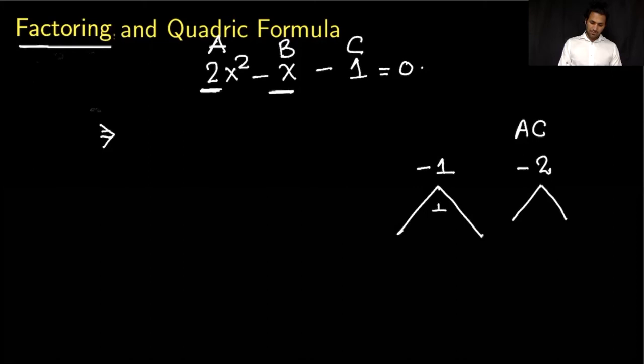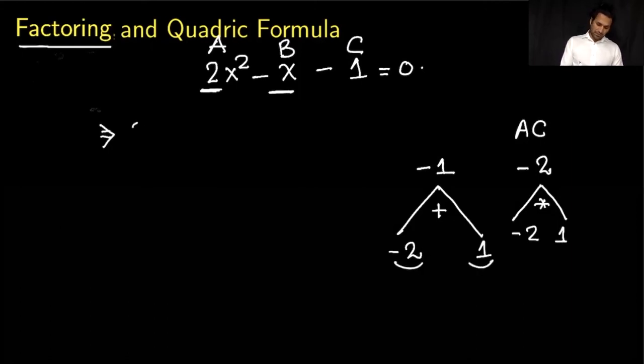So you need to find two numbers that add to -1, and this time they will multiply to -2, which is AC. They will not multiply to just C. In the last example, it was only C, which was -1. So as you can see, if I take the number -2 and 1, they will add to -1, and also these two numbers will multiply to -2. So these are my two numbers which I will use.